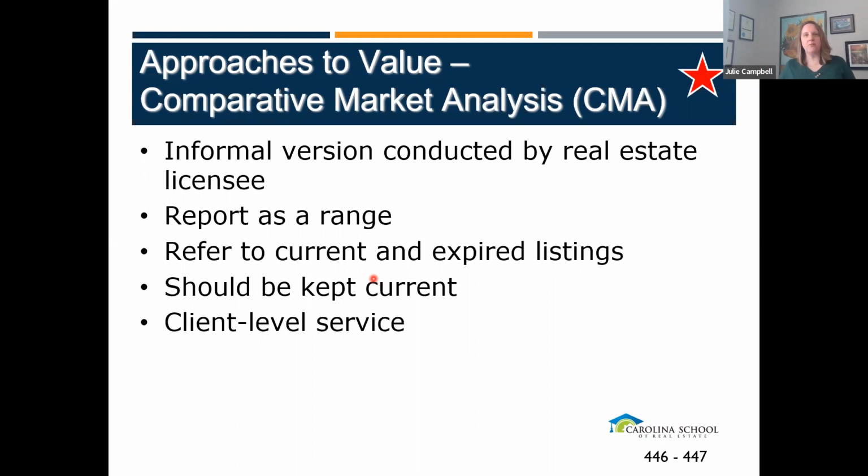When I report my probable sales price, I'm going to report it as a range. Remember my little story a little bit ago with my couple, and I looked at them and I said, based on our CMA, I think your probable sales price is between $95,000 and $100,000. I gave them a range. I didn't give them an exact number.